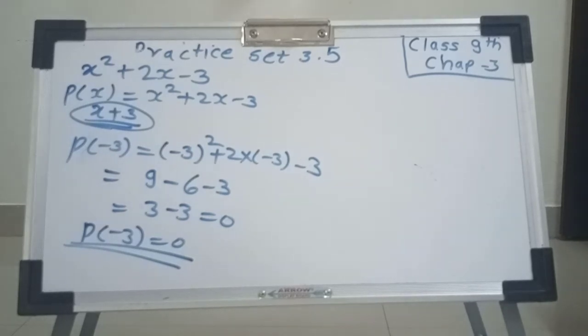Okay, understand? This is from practice set 3.5, chapter number 3, polynomial. In the previous lecture we saw all the practice sets 3.1, 3.2, 3.3, 3.4 and today we see 3.5. In the next lecture we will see practice set 3.6.